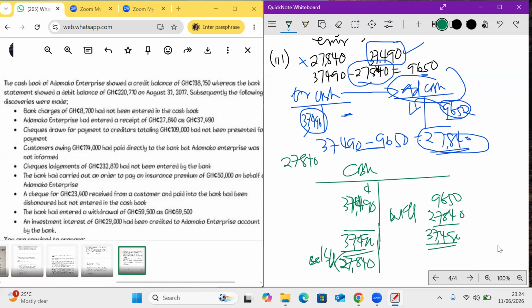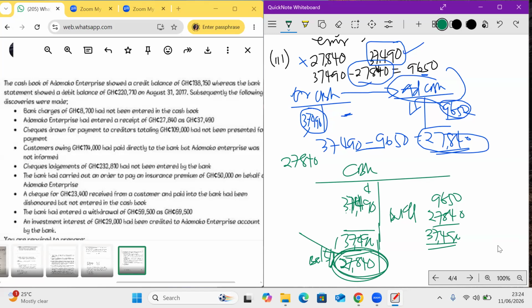Are you seeing we've gotten 27,840 on the debit side? That is what we want. That's what the question said we should do. Because they received 27,840, it should be on the debit side. But they rather recorded 37,490. So the difference is 9,650.